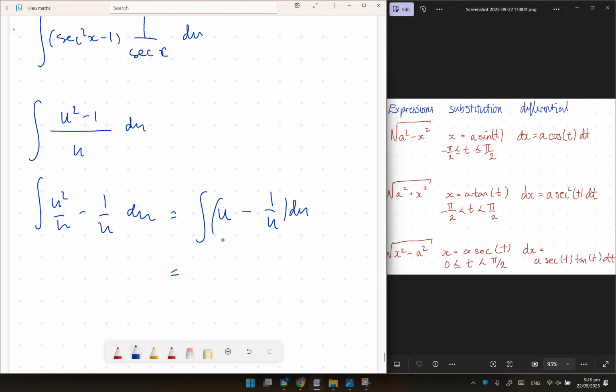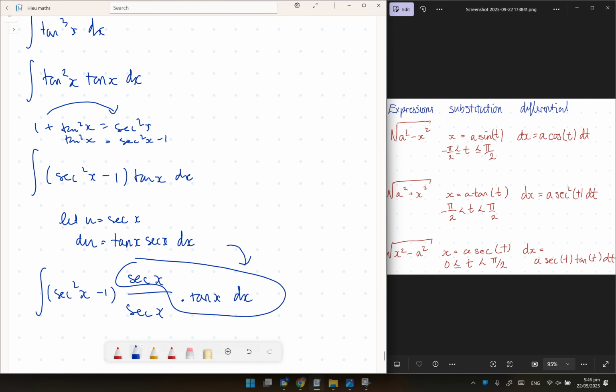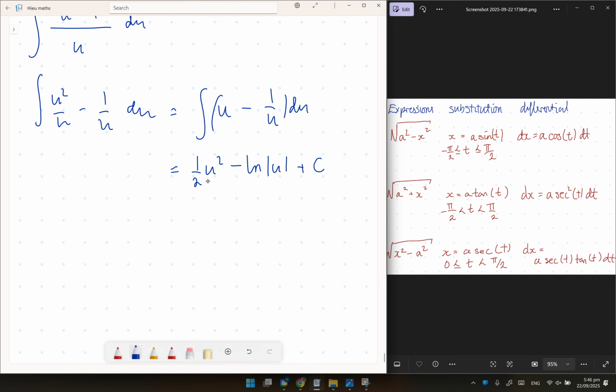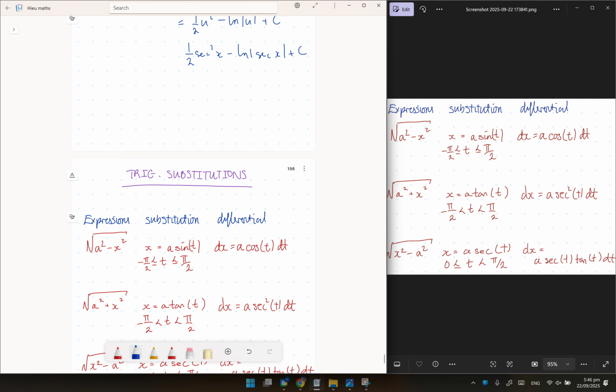And that is equal to 1/2 u squared minus ln u plus c. All we have to do is substitute u back in. Remember, u equals sec x, so it's 1/2 sec squared x minus ln of sec x plus c. There we go.